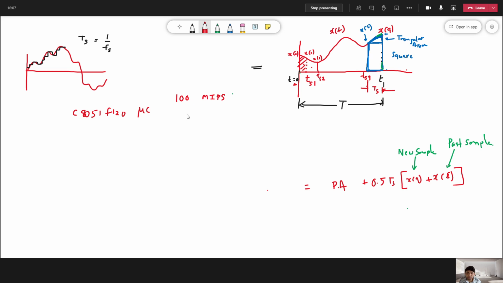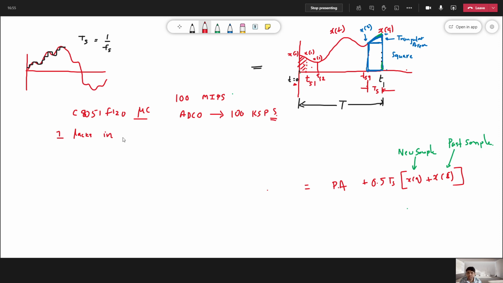And if I want to use ADC0 available inside this microcontroller, the maximum speed of this ADC can be 100 kilo samples per second. What do you mean by this 100 kilo samples per second? It means that with the use of this ADC, it is possible to collect 100 kilo, that is 100 into 10 raised to 3, that is 1 lakh samples in a second.